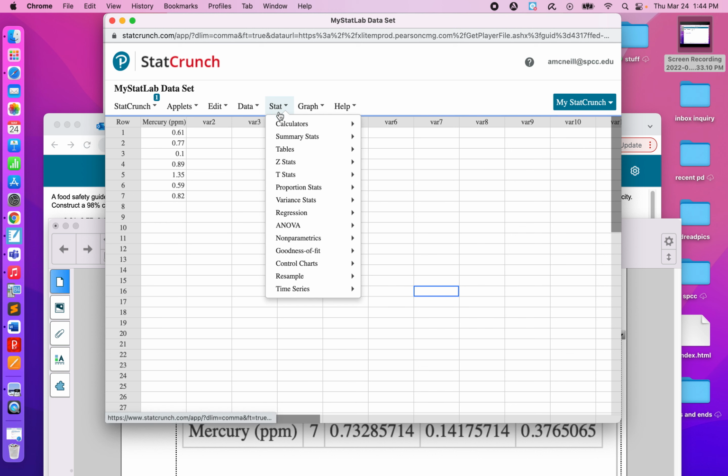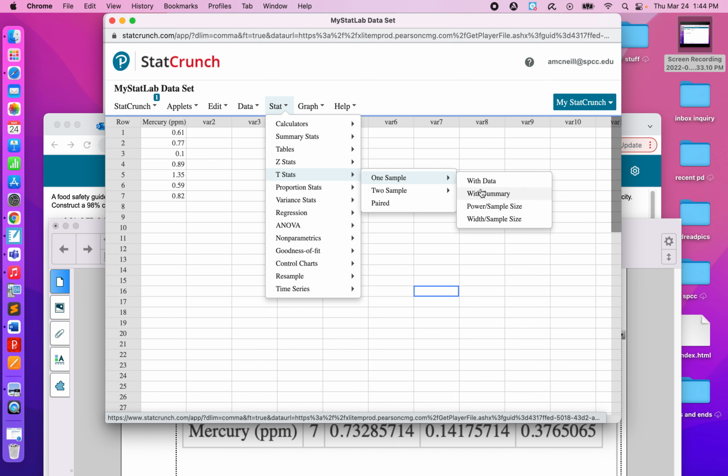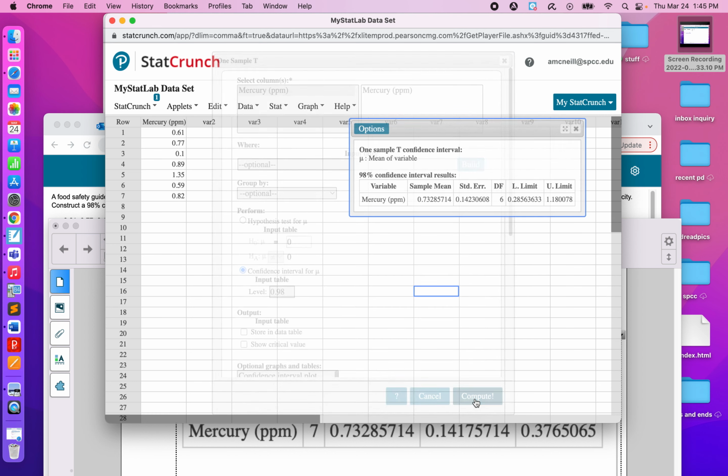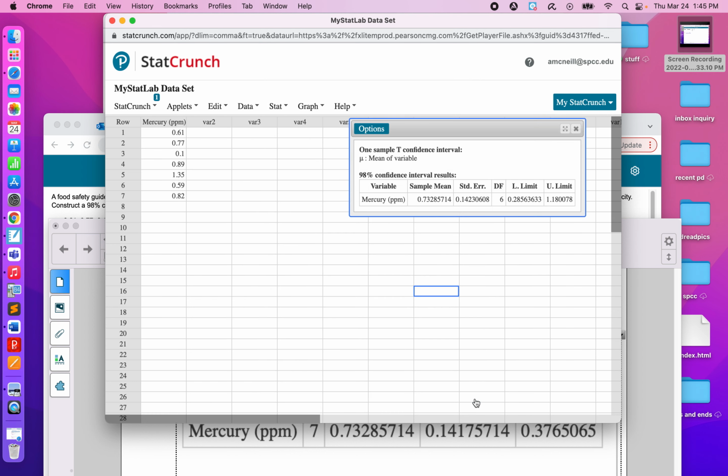Enough of this rambling on. If I go down here to T-stats and I go to one sample with data, which is right over here, I'm going to use the mercury, and I want to know the confidence interval for a 98% confidence interval. I just put in 98 and I just compute it. Now it's giving me the lower limit and the upper limit for my confidence level. And that's all I've got to do.